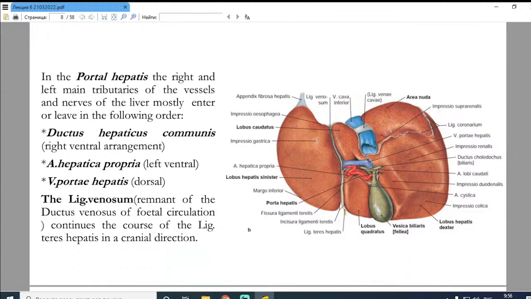In the porta hepatis, the right and left main branches of the vessels and nerves of the liver mostly enter or leave in the following order: ductus hepaticus communis, on the right ventral arrangement arteria hepatica propria, and vena porta hepatis.